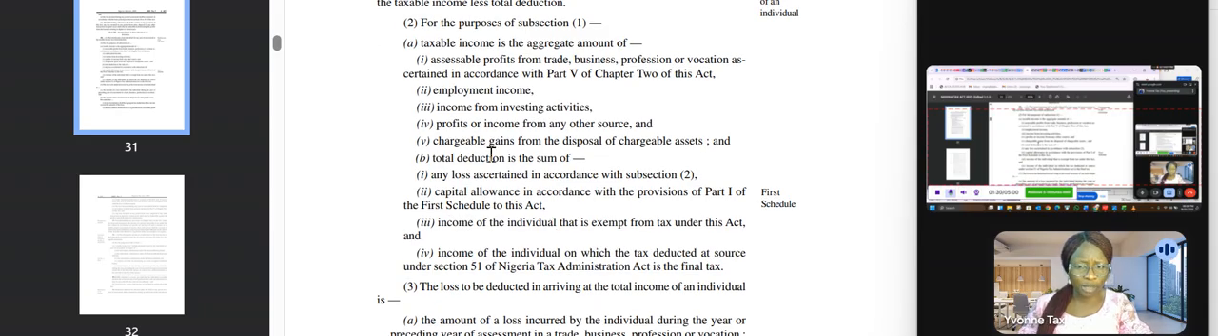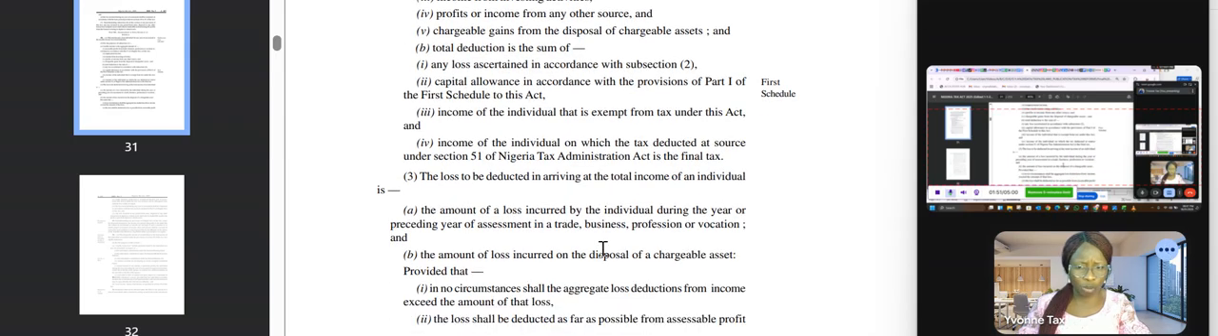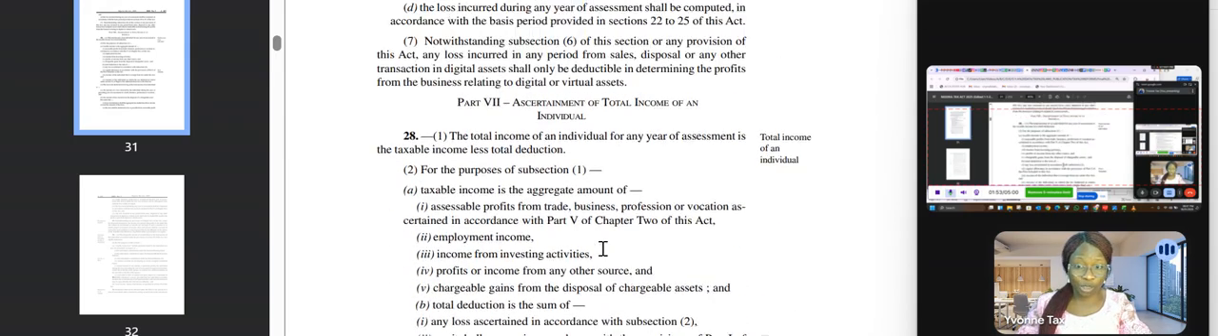Then we now move to total deductions, when it comes to loss that can be carried forward to exhaust it, capital allowance, income of individual that's exempt from tax. Then we have that's exempt income. Then we have income that's been deducted at source based on the Nigerian Tax Administration Act. That's for non-residents. You deduct withholding at source and it's the final tax. You deduct it from this total income. That is under section 28.